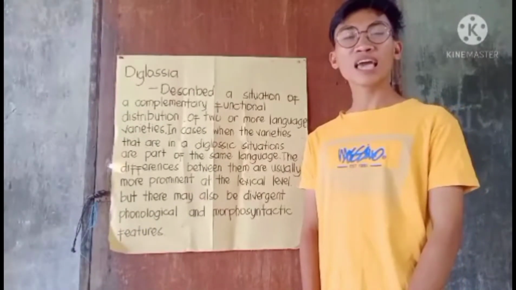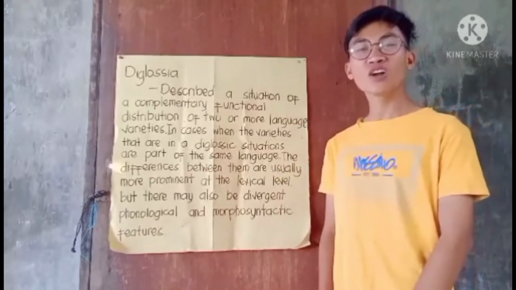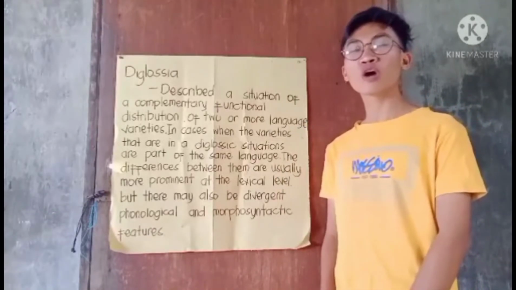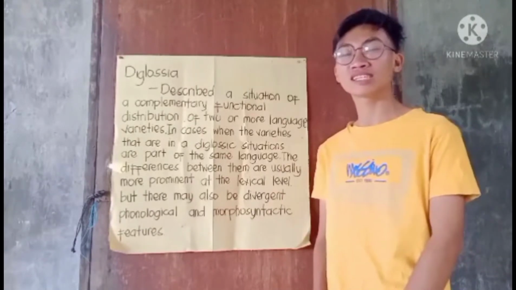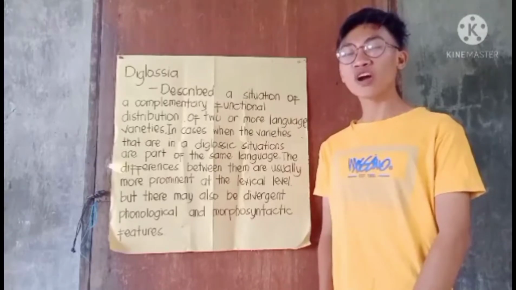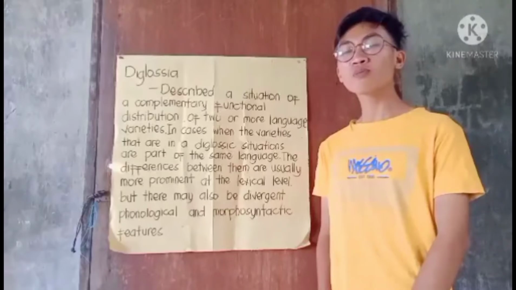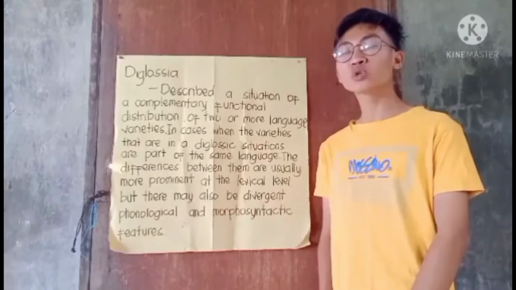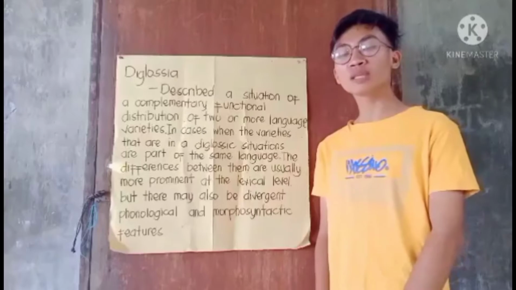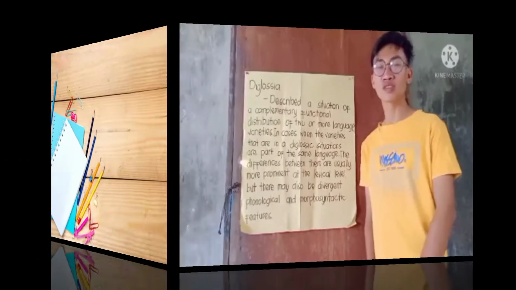I am Kenneth Cerebre and I'm going to explain diglossia. Diglossia describes a situation of a complementary functional distribution of two or more language varieties. In cases when the varieties in a diglossic situation are part of the same language, the differences between them are usually more prominent at the lexical level, but there may also be divergent phonology and morphosyntactic features.